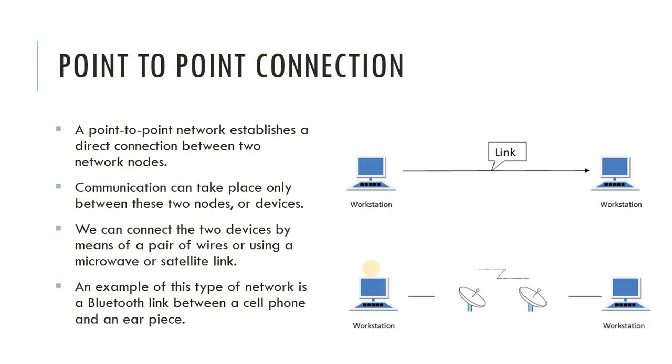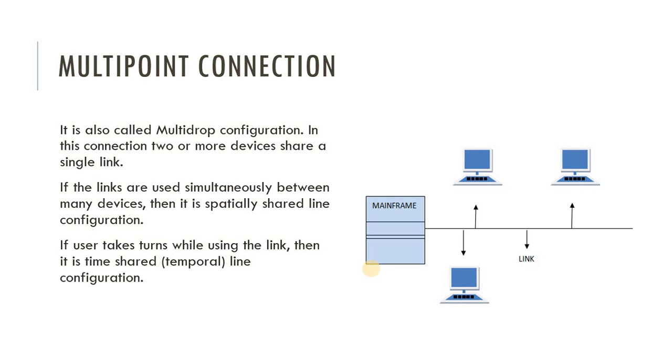So it is connected by some radio waves like microwaves or a satellite link. So that becomes the point-to-point connection. An example of this type of network is, as I said, a Bluetooth link between a cell phone and an earpiece. Okay. So this is a point-to-point connection. The second type is a multi-point connection.